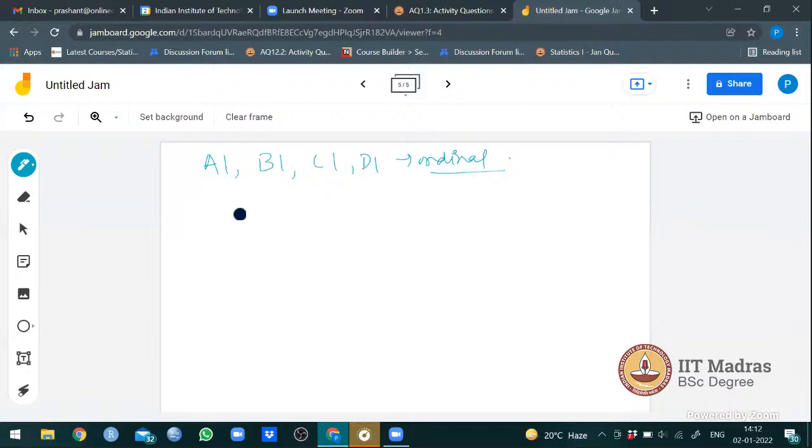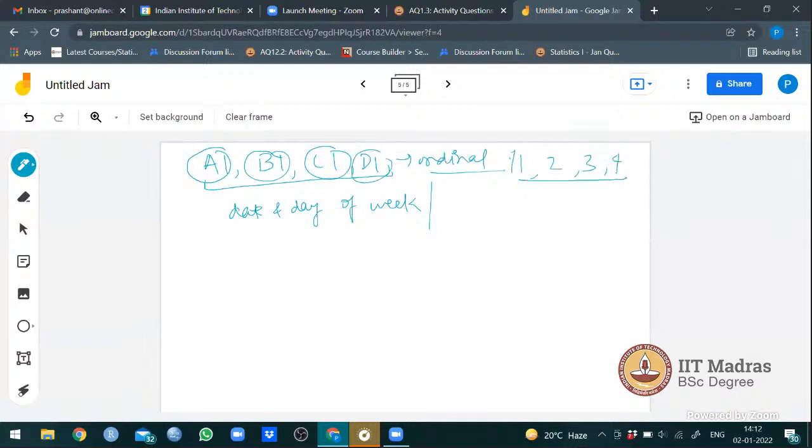See, date and day of week. Categorical data, you can code it. You can label it. Suppose I'm labeling A1 as 1, B1 as 2, C1 as 3, and D1 as 4. You know this thing? Then it will also come under ordinal.